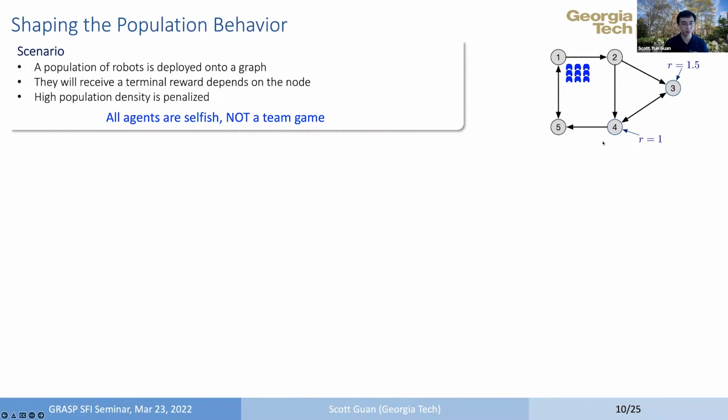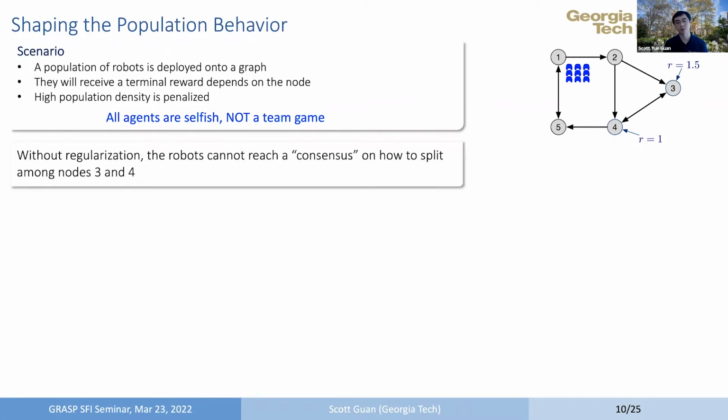Aside from these rewards, the agents also get penalized for high population density at each node. So with this penalty, the agents should not all concentrate on node 3 for the high reward. They need to decide how they are going to split among the 2 nodes. Again, I just want to emphasize that in this formulation, all agents are selfish, and this is not a team game, and each agent is just maximizing its own cumulative reward.